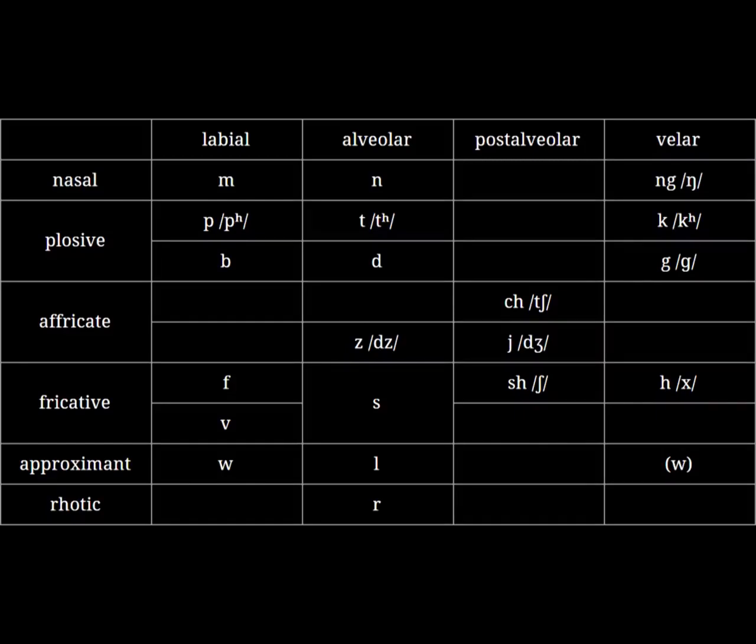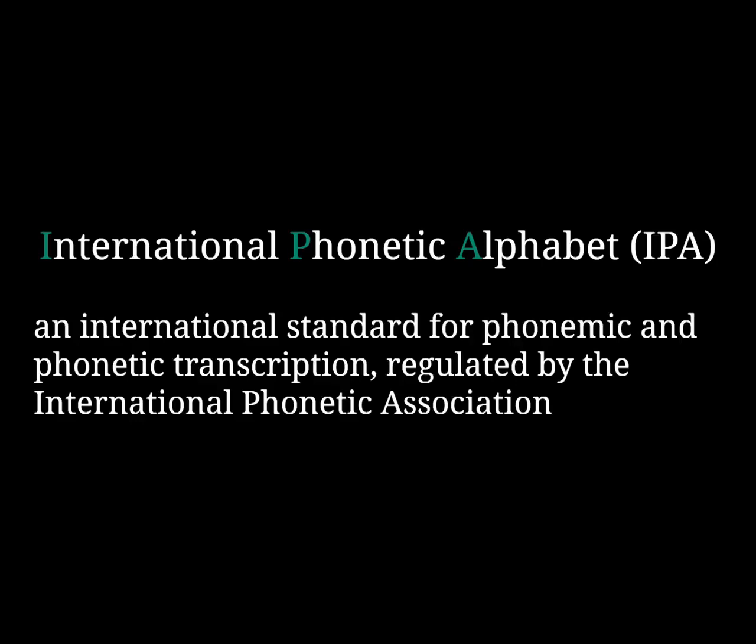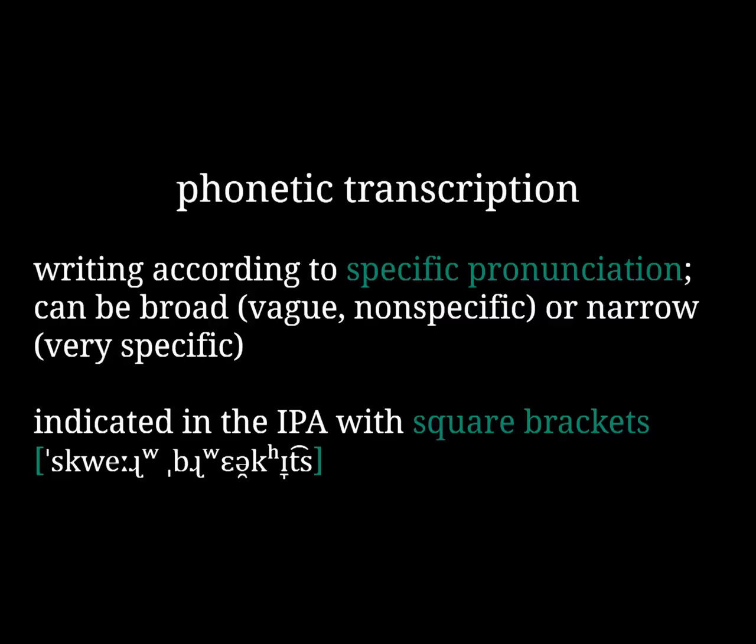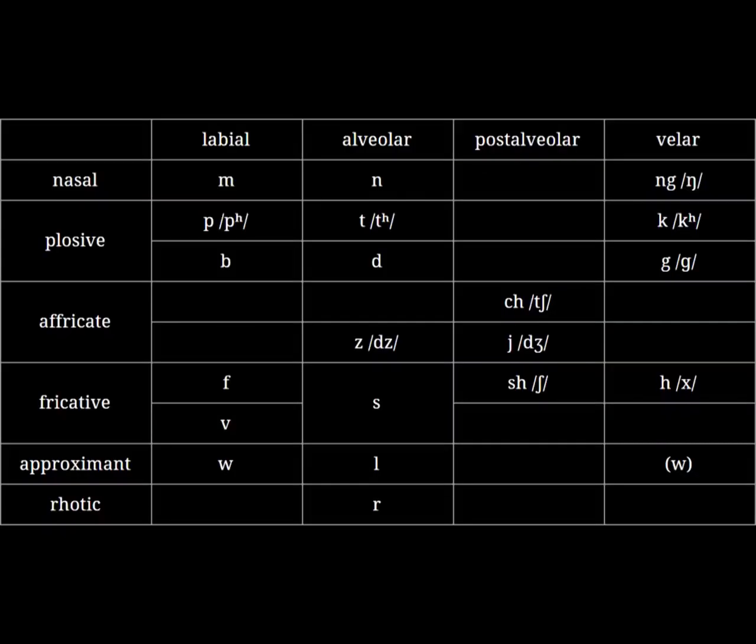Each phoneme is represented using both the way it is spelled in LdP and with its representation in the International Phonetic Alphabet. The IPA, regulated by the International Phonetic Association, is an international standard for phonemic and phonetic transcription. Since the same alphabet is used both for phonemic analysis and for phonetic transcription, the two are distinguished by placing phonemic analysis between slashes and phonetic transcription between square brackets. The columns of this chart represent place of articulation, and the rows represent manner of articulation.